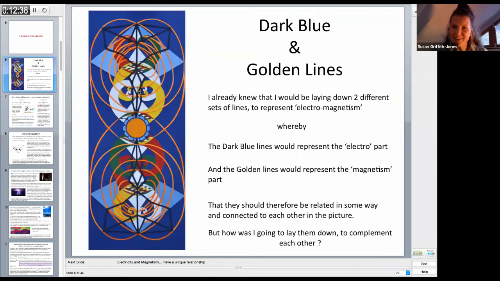But the big question was, how on earth was I going to actually lay them down to complement each other? Because you can imagine, I'm still sitting looking at the base of the crystal of time, and this is just a concept in my mind, golden lines and dark blue lines. So how I'm going to add these, I just don't know at this point.